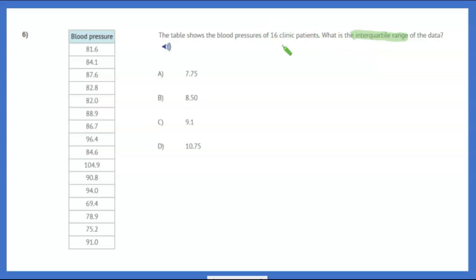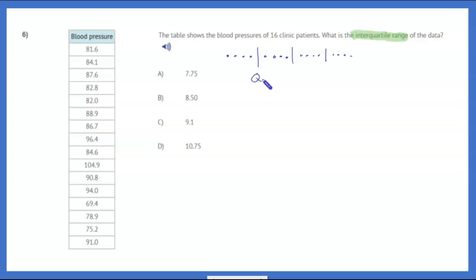So if we know there are 16 clinic patients, which is way easier than counting all of these numbers over here, there are 16 total, they just told us that. We know that 16 divided by 4 is 4. So each of these groups is going to have 4 data points in it: 4, 4, 4, and 4.